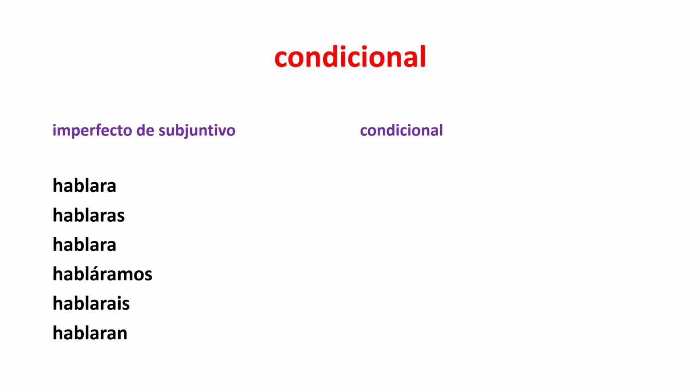So for example, if we were to take hablar and put it in the past subjunctive: hablara, hablaras, hablara, habláramos, hablarais, and hablaran. I'll show you how to make conditional sentences with these, along with a second verb in the sentence that's going to have that conditional ending on it: ía, ías, ía, íamos, íais, and ían. Let's look at our first sentence.